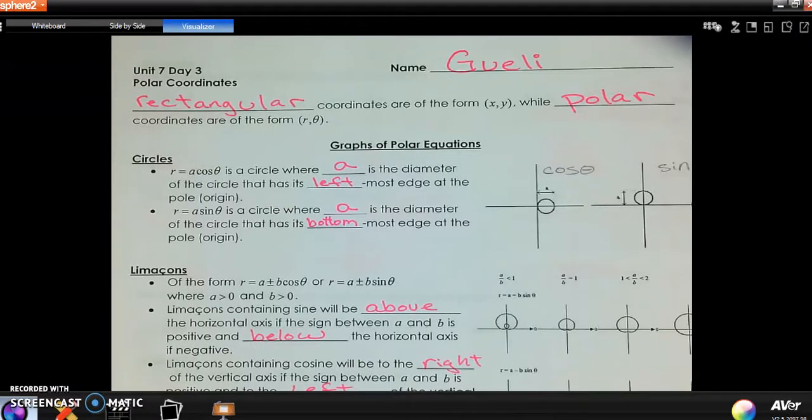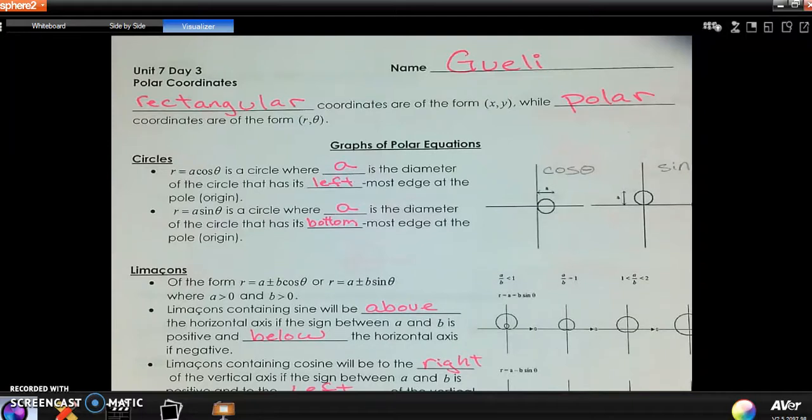Good morning. This is for Unit 7, Day 3, Polar Coordinates. And the goal of today is to be able to take our traditional rectangular coordinates that are in the form x, y and rewrite them as these polar coordinates in the form of r, theta.